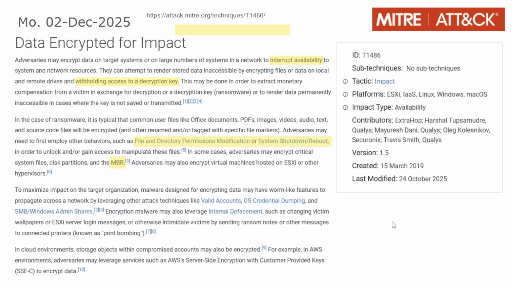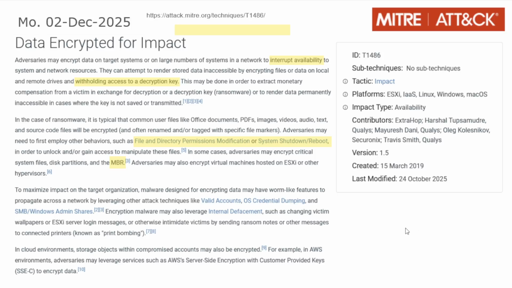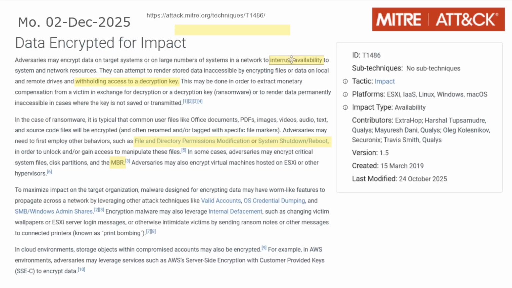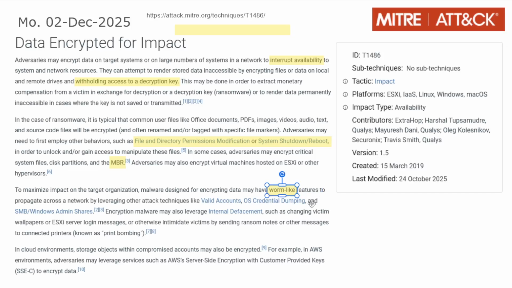That was a common thing to do. Yeah, to maximize impact on the target organization, malware designed for encrypting data may have worm-like features. We also had that word, right? Worm-like. So a worm, that's a virus that transmits. This was the Stuxnet example.